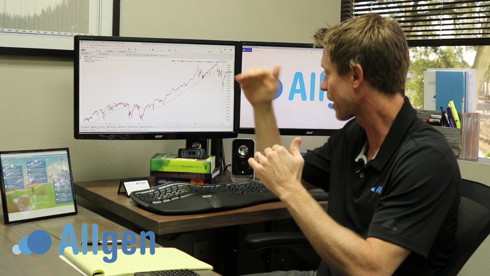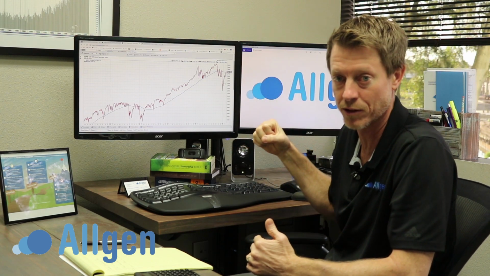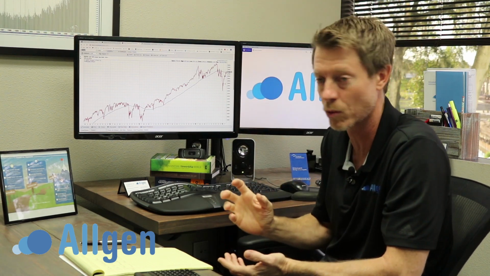If it's unable to get above that 200-day average, then that will be like a ceiling where you can't get above, and it could cause the market to go further down. If it breaks above that 200-day moving average, it could mean that we could go even further to the upside. So it's something we're watching very closely.